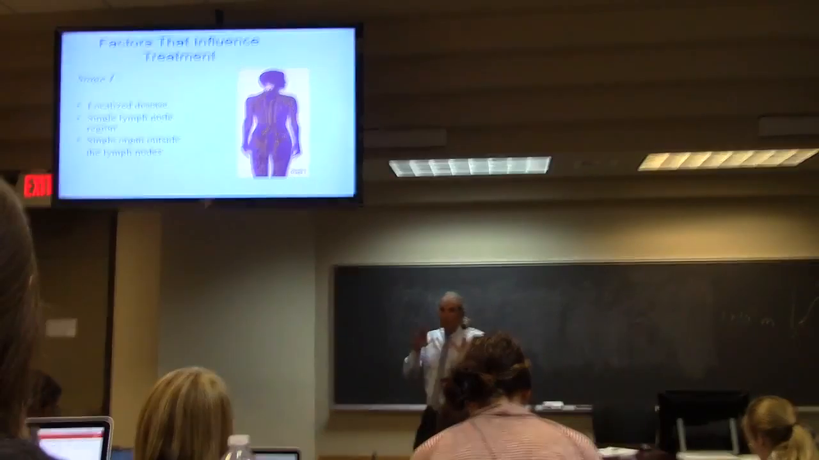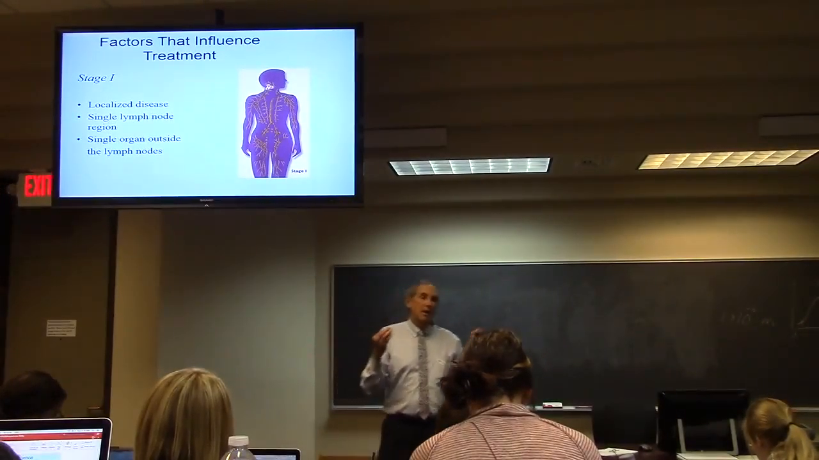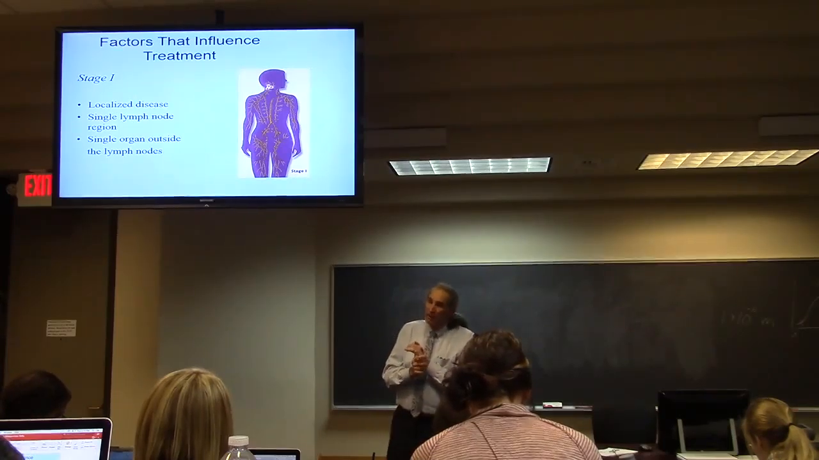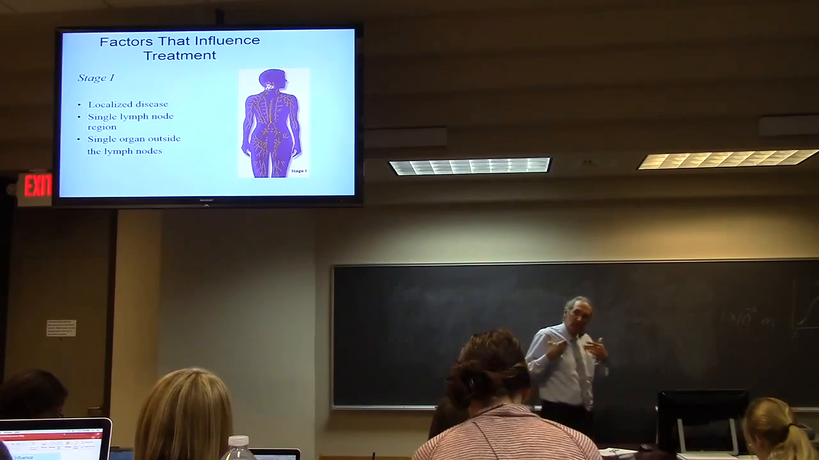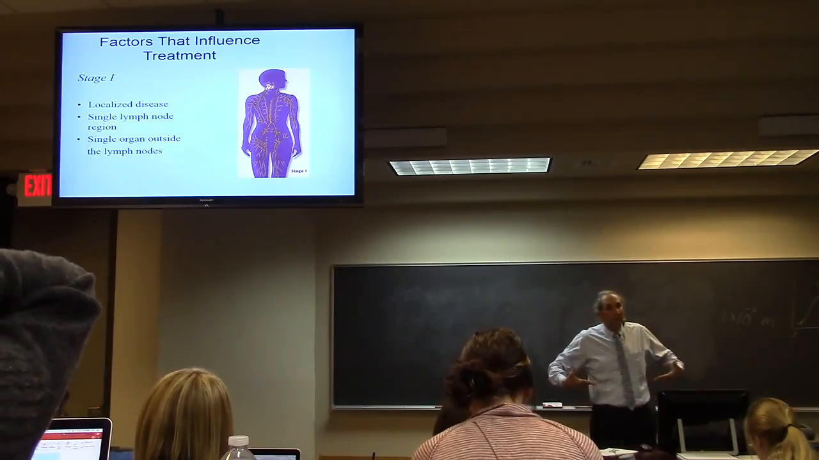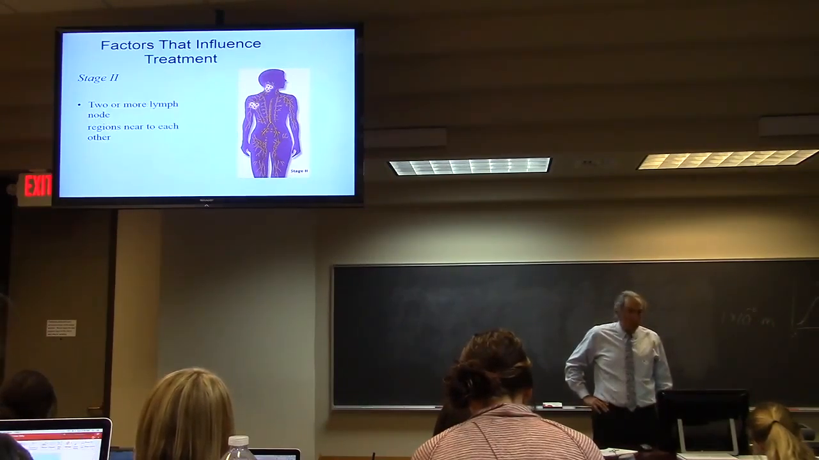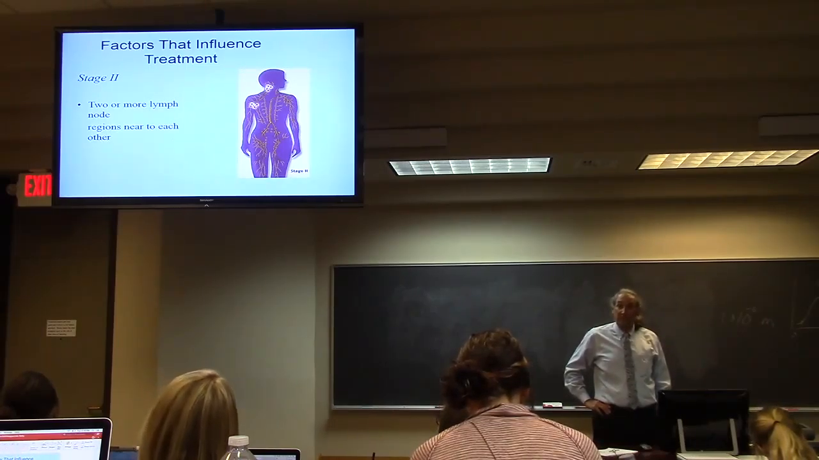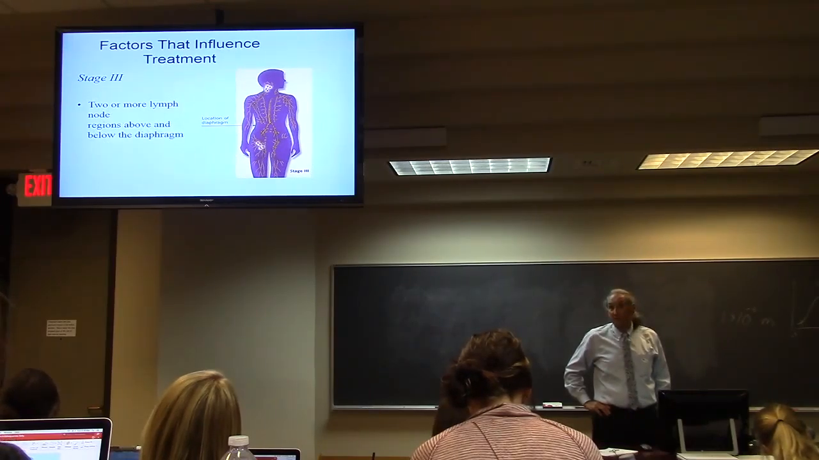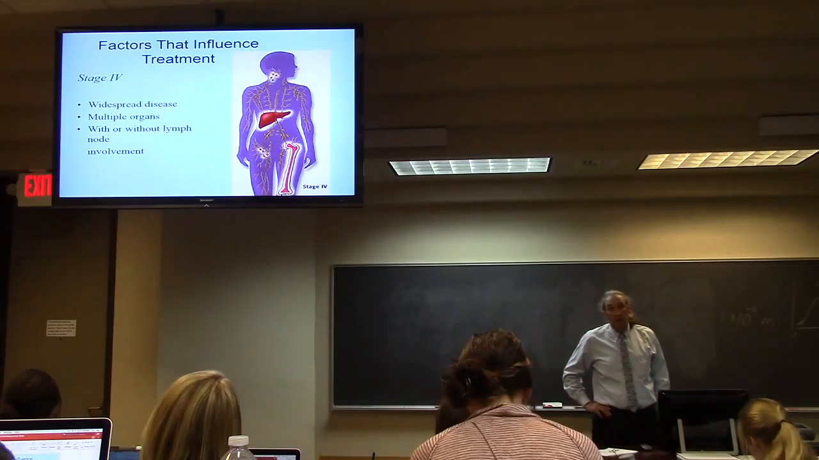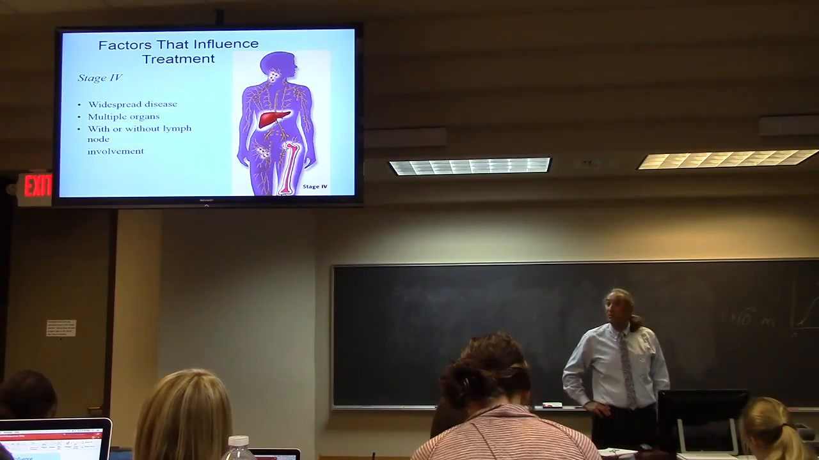This staging is called the Ann Arbor system, like in Michigan. So stage one is somebody has one lymph node, just one side. It doesn't matter if it's above the diaphragm or below the diaphragm. The diaphragm is used as the landmark for this staging, okay? So it's just one area. If you have two areas, but they're both on the same side of the diaphragm, that's stage two. If you move on both sides of the diaphragm, it becomes stage three. And if you start picking up a non-lymphoid organ, it becomes stage four. The most common non-lymphoid organ would be liver involvement or bone marrow involvement.